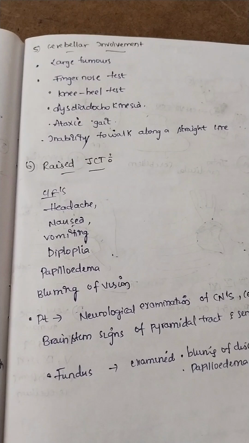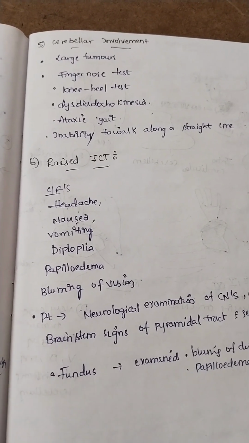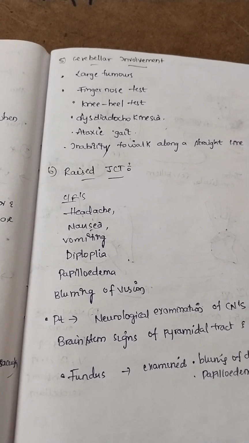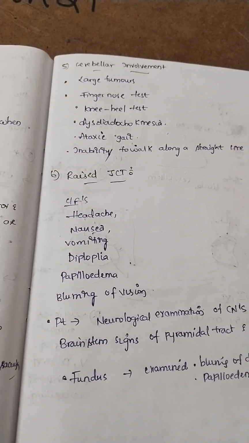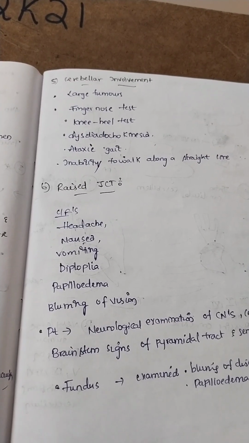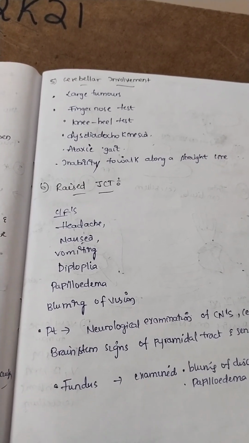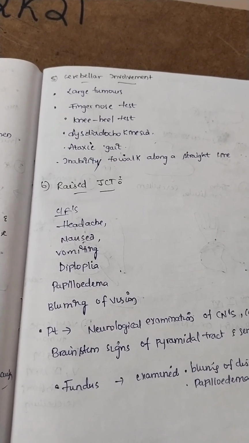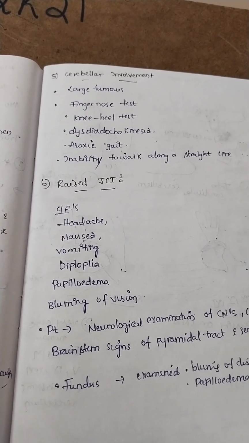You will ask the patient for the knee-heel test. You ask him to touch the knee with the heel, and you see the patient can't do that. And dysdiadochokinesia; the patient can't walk in a proper straight line. He will deviate. Ataxic gait you will see, inability to walk along a straight line.